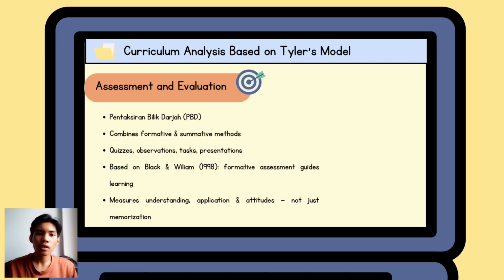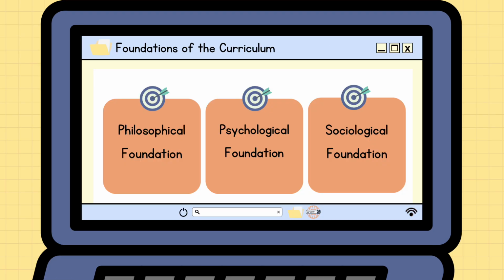PBD not only evaluates what students remember, but also how well they understand and apply scientific concepts. This approach makes assessment more meaningful and relevant to real-world learning. Thank you.